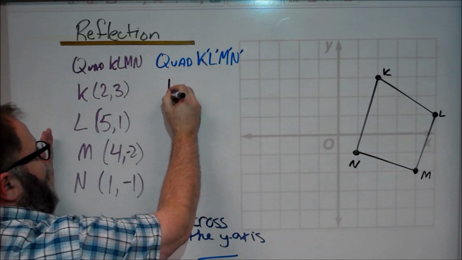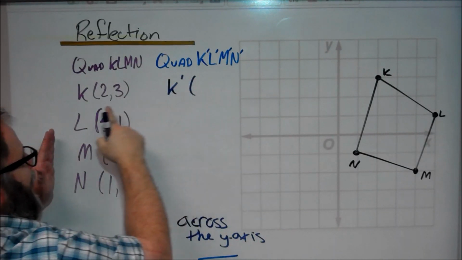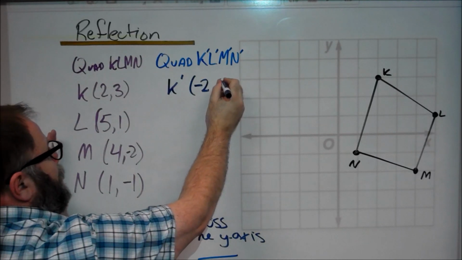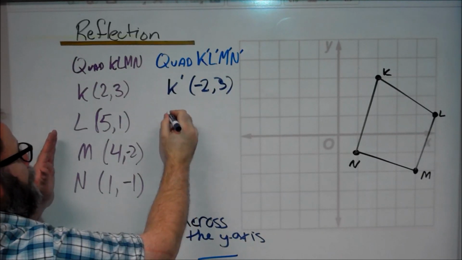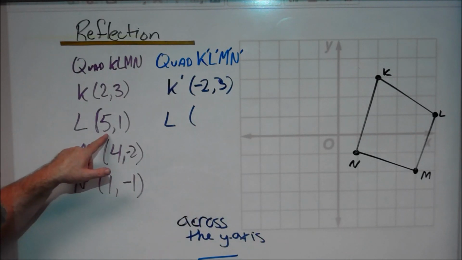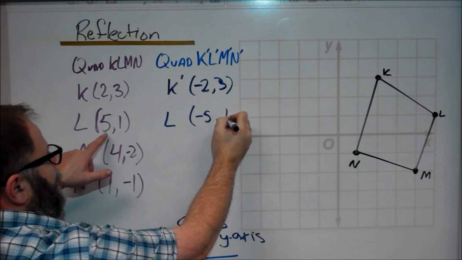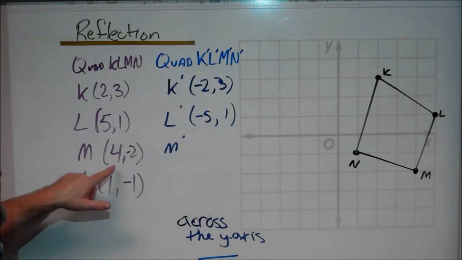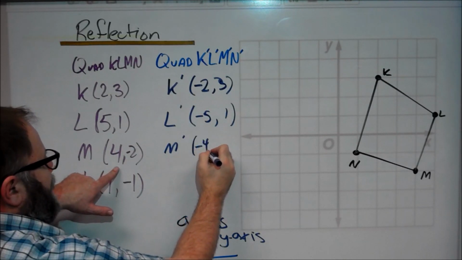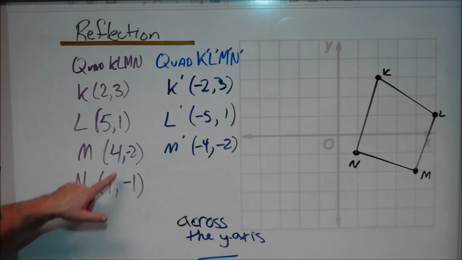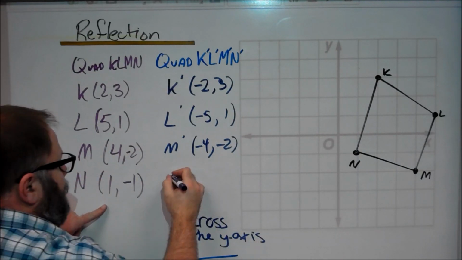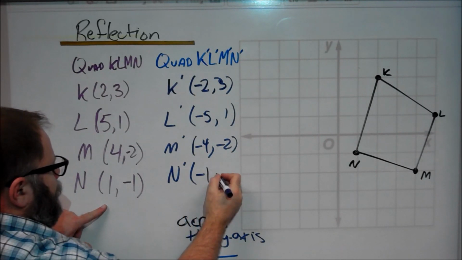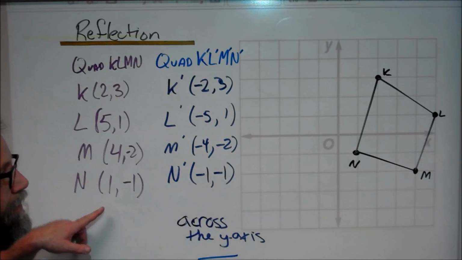So for K prime, I want the opposite of x, which is 2, so that's going to be negative 2, 3. For L prime, I want the opposite of my x, negative 5, 1. For M prime, I'll put my prime symbols there. I want the opposite of 4, which is negative 4, negative 2. And then for N prime, I want the opposite of 1, which is negative 1, and negative 1. All right, now let's graph.